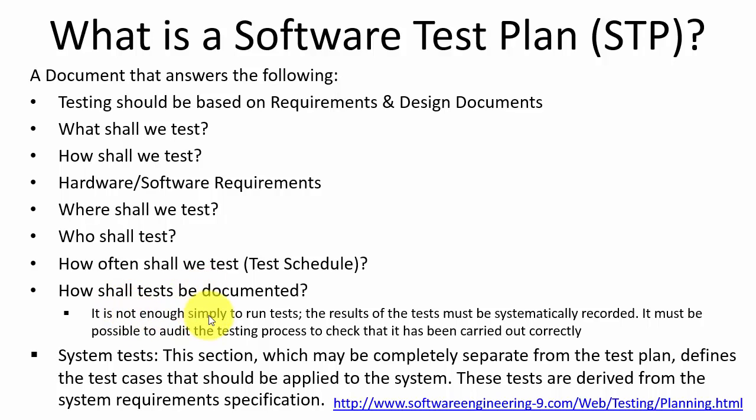It's not enough simply to run tests. The results of the test must be systematically recorded. It must be possible to audit the testing process to check that it has actually been carried out correctly. So you need to have a software bug reporting tool and a software testing and tracking tool, so you can track all these bugs in a systematic way.